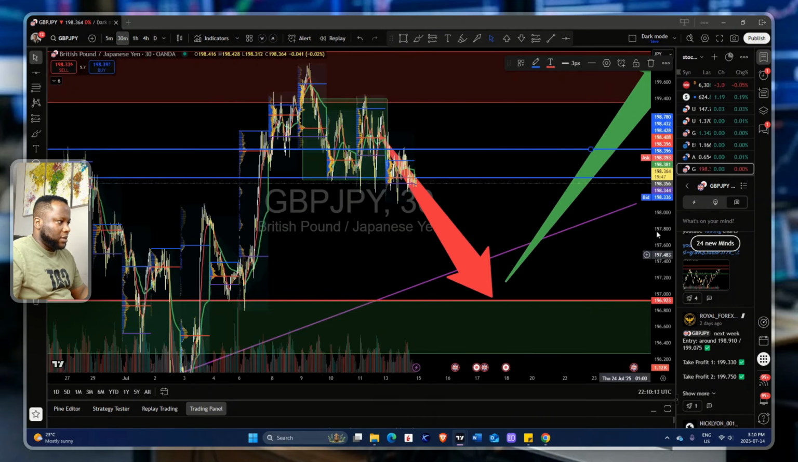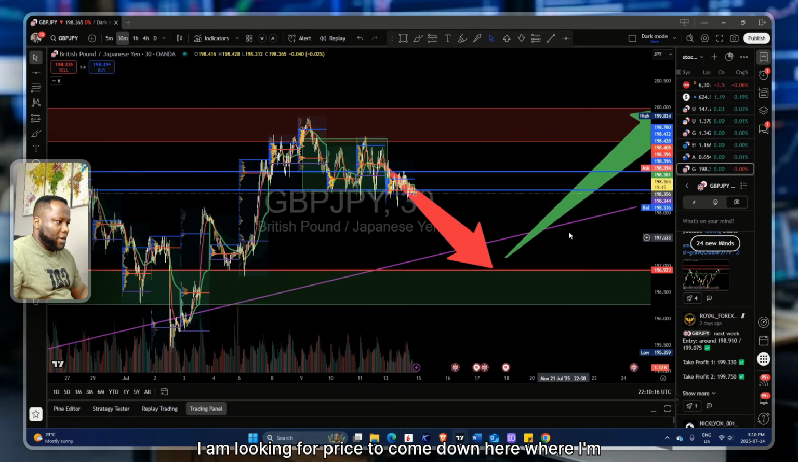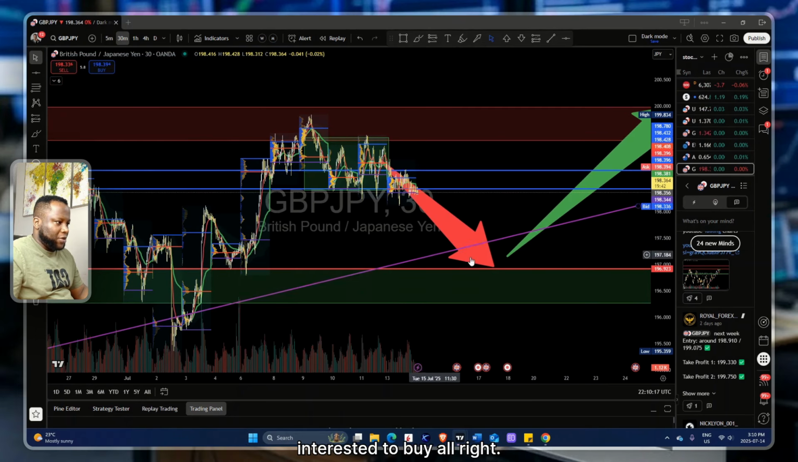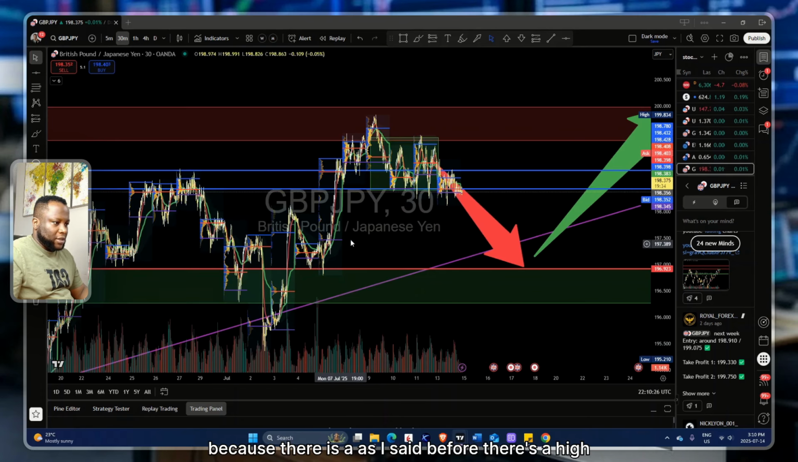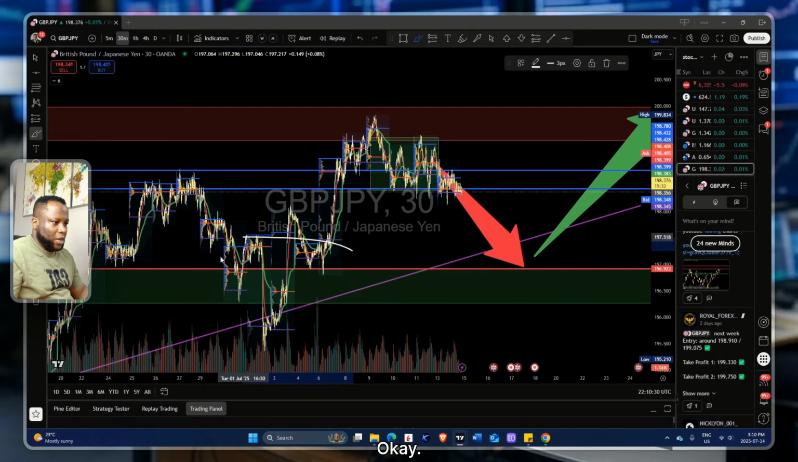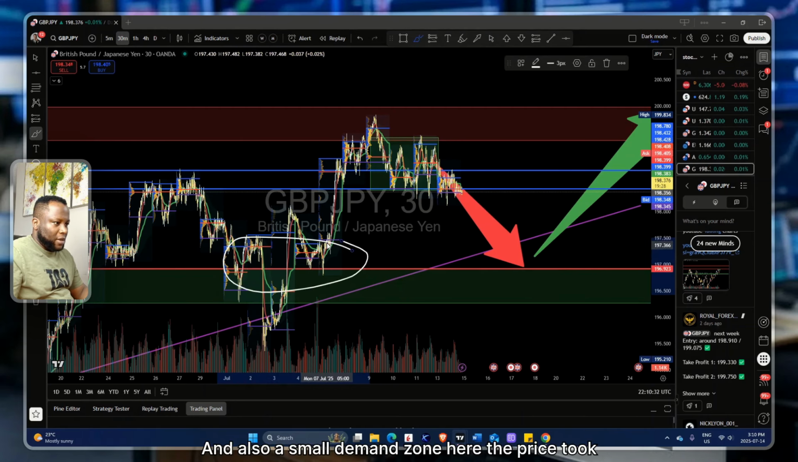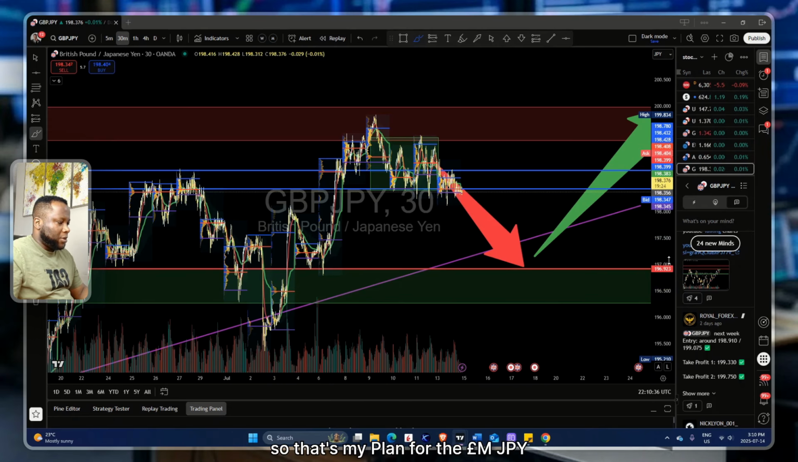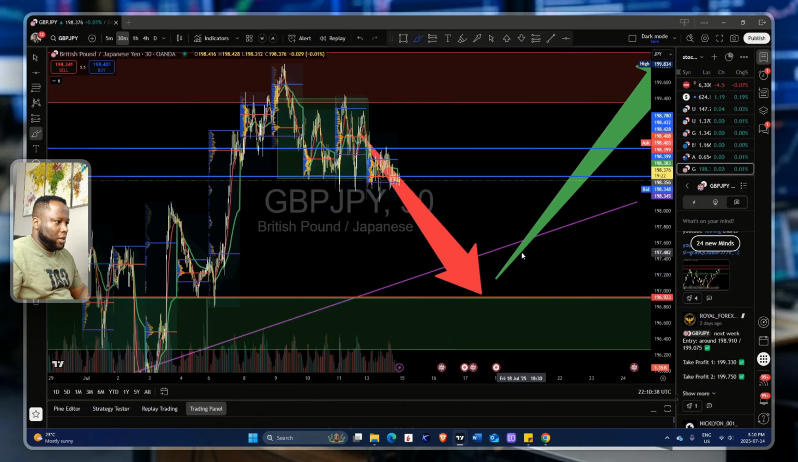If we look at this, I am looking for price to come down here where I'm interested to buy. All right. And this area of 197.48 or 197.50 is where I'm interested to go long on this pair, because, as I said before, there's a high concentration of orders waiting here. Okay. And also a small demand zone here that price took off from. So that's my plan for the pound JPY.